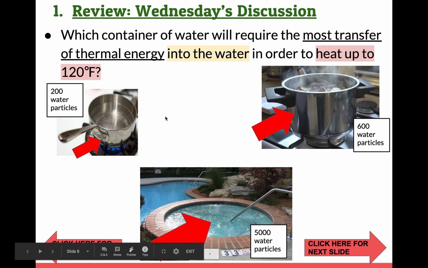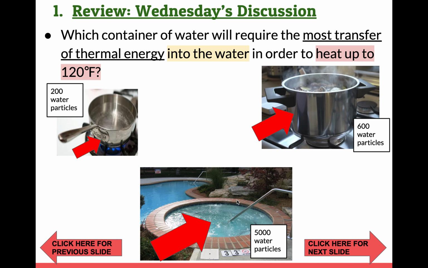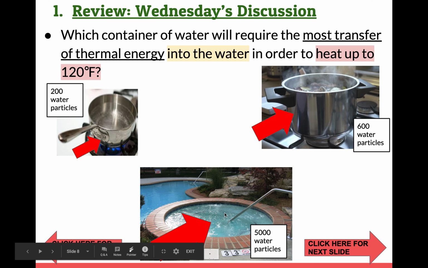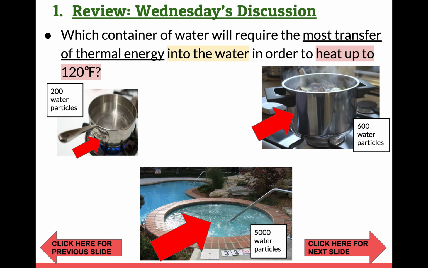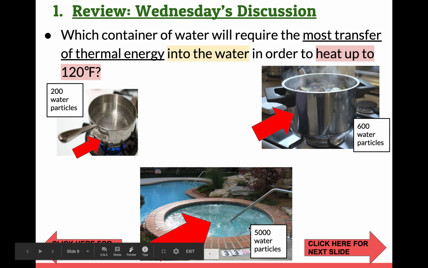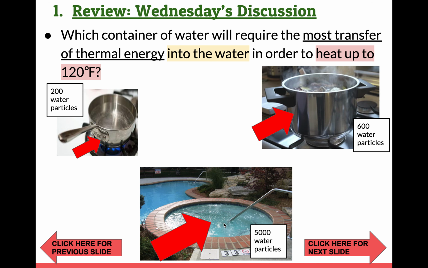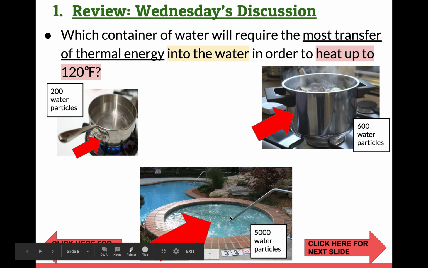So we started by talking about which container of water will require the most transfer of thermal energy into the water in order to heat up to 120 degrees. And we concluded that the largest pool of water will take the most transfer of thermal energy in order to heat up. Because like we said, say that there were 5,000 water particles in this pool, all 5,000 water particles need to gain kinetic energy in order for the temperature of this pool to go up. So it would take a lot more transfer of thermal energy into the pool of water in order for it to heat up to 120 degrees.